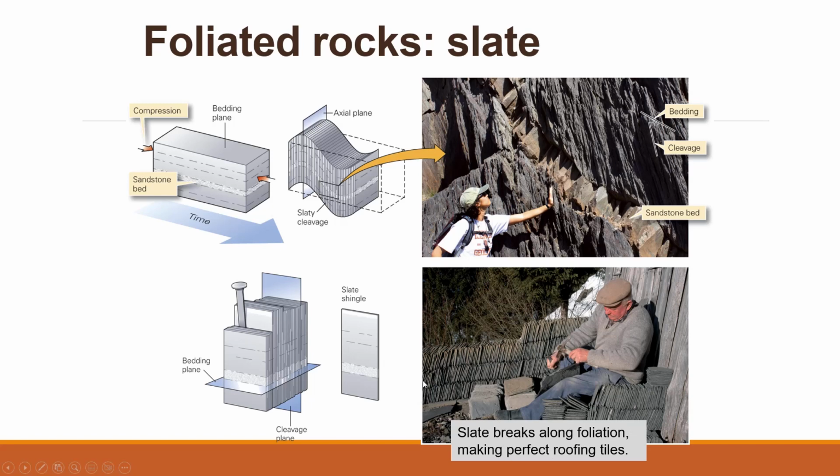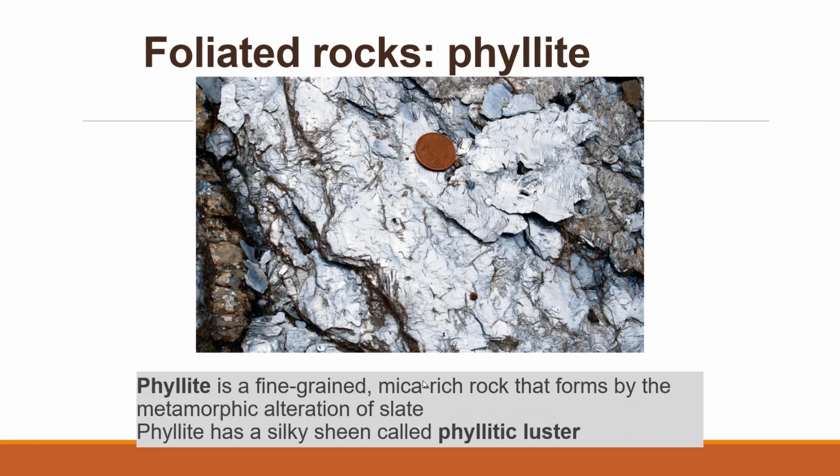So slate is a fine-grained, low-grade metamorphic shale. It has a distinct foliation called slaty cleavage. That cleavage forms perpendicular to the compression through the parallel alignment of clay minerals in the rock. Cleavage is not often aligned with bedding planes. This foliation produces a weakness in the rock, which allows it to be split along the cleavage planes to produce tabular slate shingles that are great for roofing.